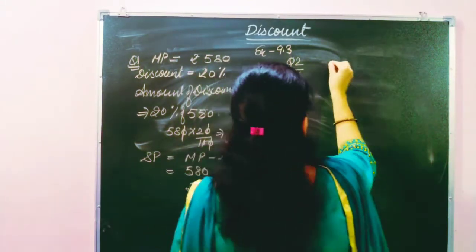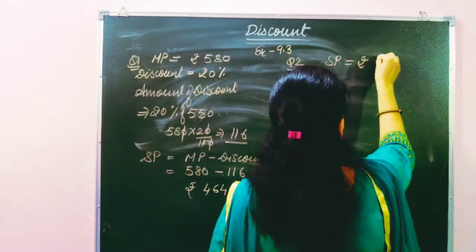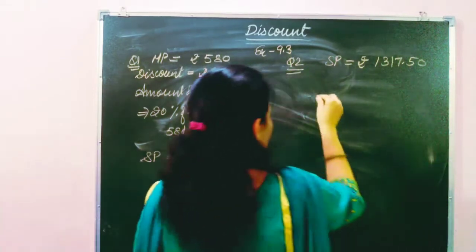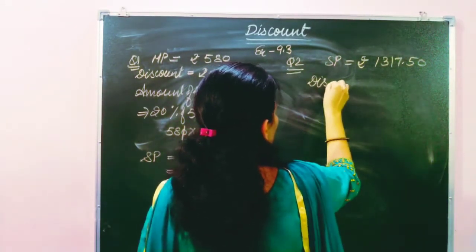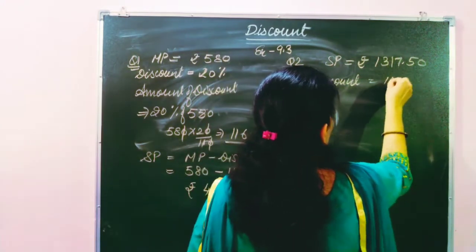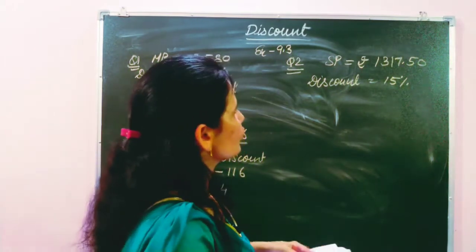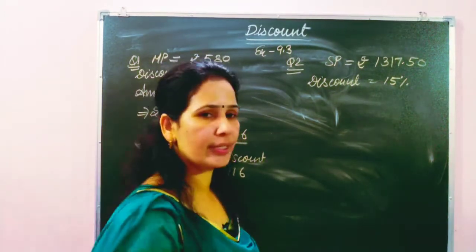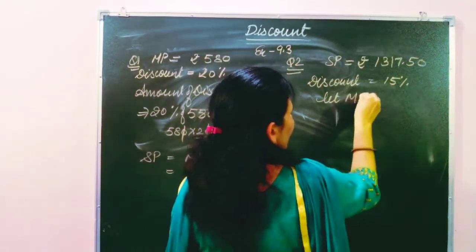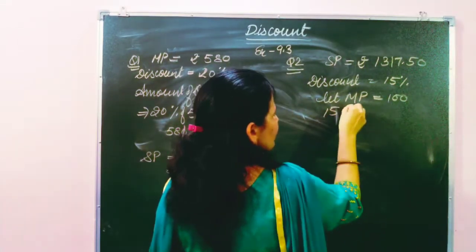They have given the selling price to us. SP is rupees 1317.50 and the discount percentage is given. Discount is 15%. Students, if we assume here that MP is 100, so they have let the mark price be 100 and they have given 15% as a discount.